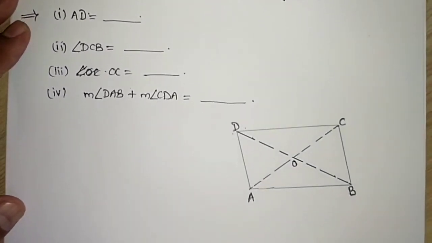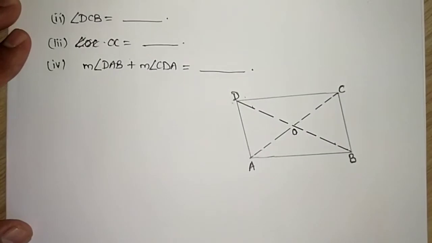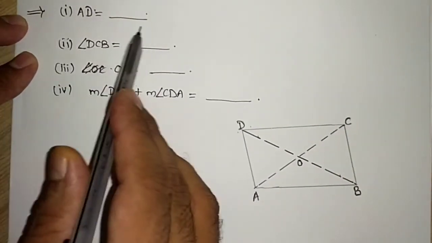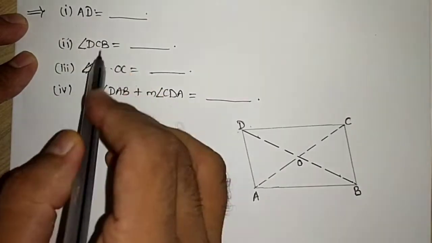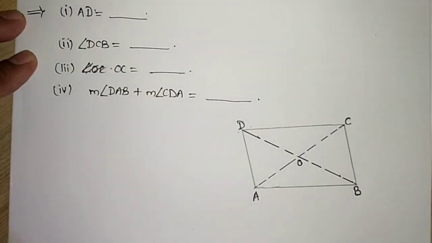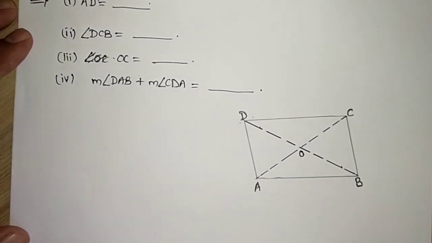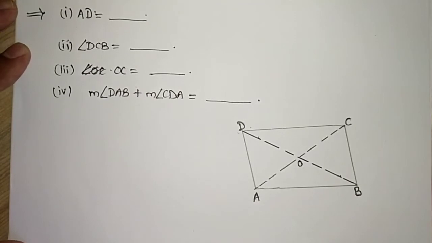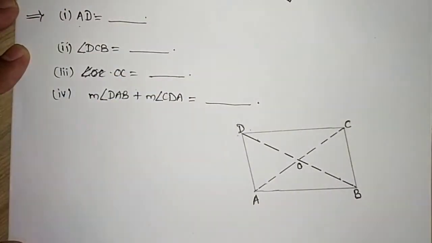They have given us the parallelogram ABCD and along with some statements are given. We have to complete these statements giving the property we used. Property which I have explained you in introductory lecture, we have to use it over here. So first is AD is equal to what?